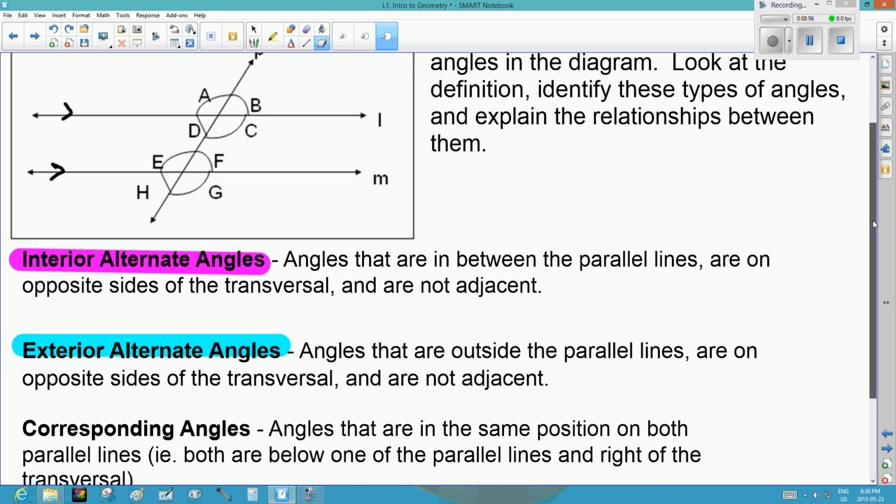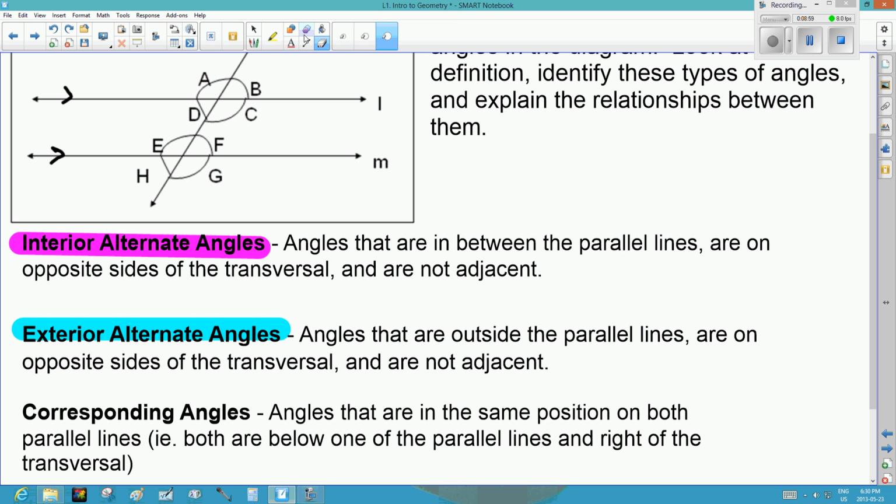If we look at corresponding angles, these are angles that are in the same position on both parallel lines. So both are below one of the parallel lines and right of the transversal. Okay, so angles that are in the same position on both parallel lines. So things like B and F, exact same position on both parallel lines. They are on this side of the transversal, in the exact same spot.